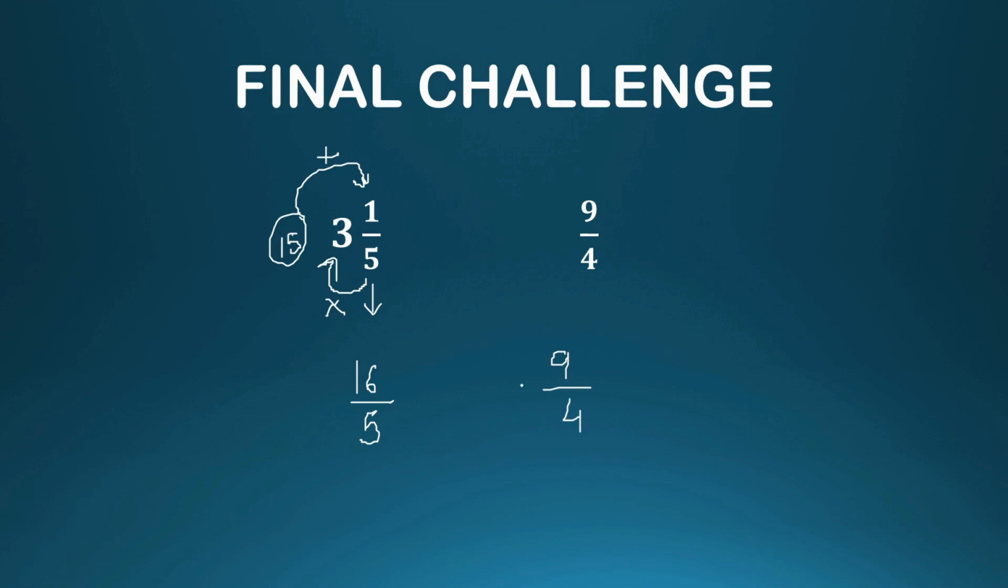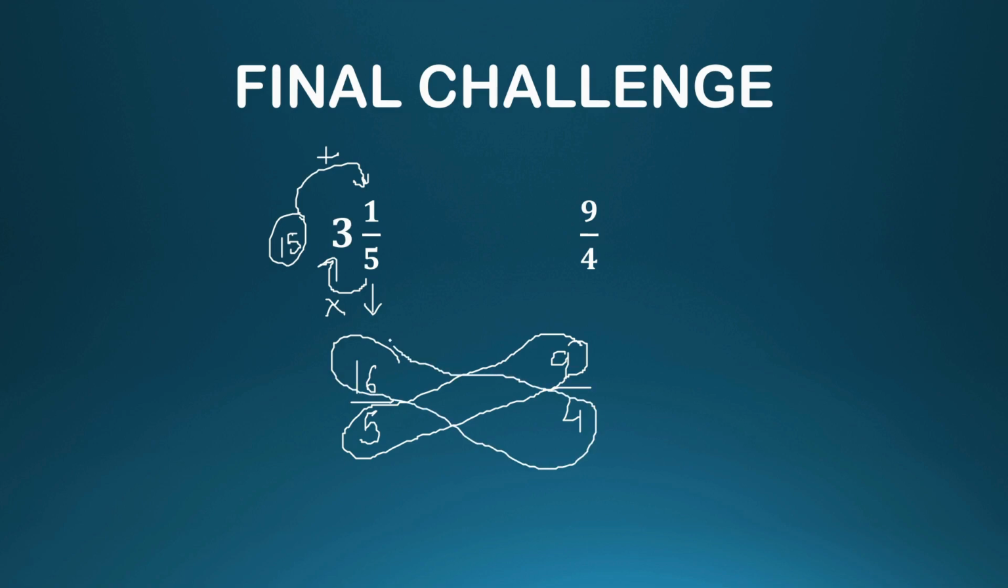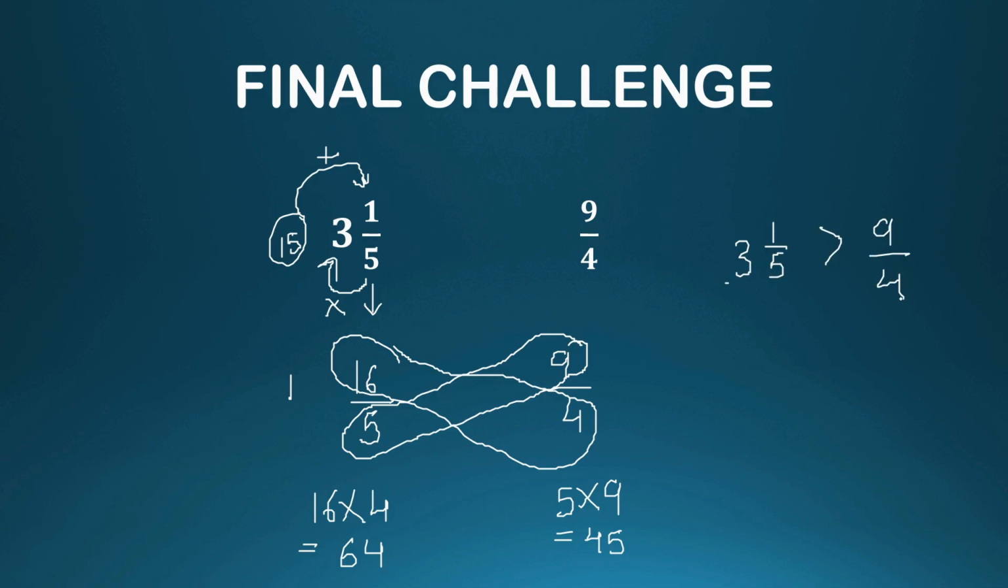So let's do the cross multiplication method. Here we multiply 5 with 9 and 16 with 4. So 16 times 4 is equal to 64, whereas 5 times 9 is equal to 45. So we can see the product is greater in the case of the first fraction, the fraction on the left side. So that means 3 1/5 is greater than 9/4.